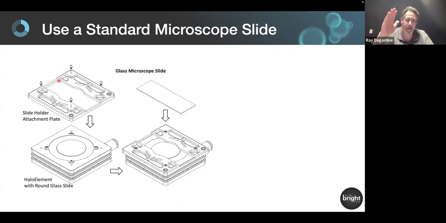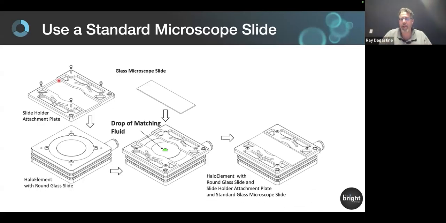So then you can put a microscope slide on there, and you can put one after the other. For that to work, you put a drop of matching fluid, although sometimes I do admit we use water, to optically couple the two together. What I mean by that is after you put that slide on, the Halo will work just fine, and you can swap slides out one after another.